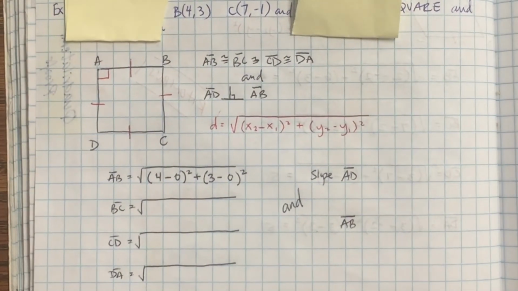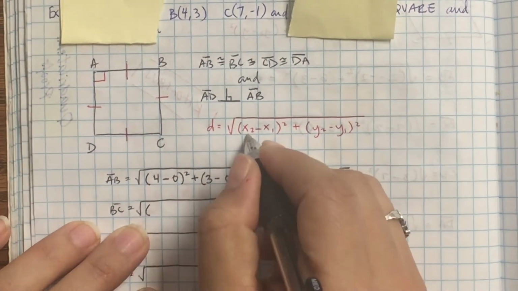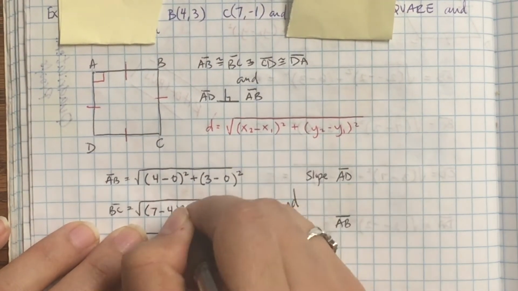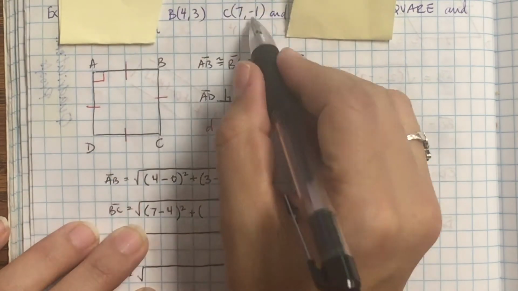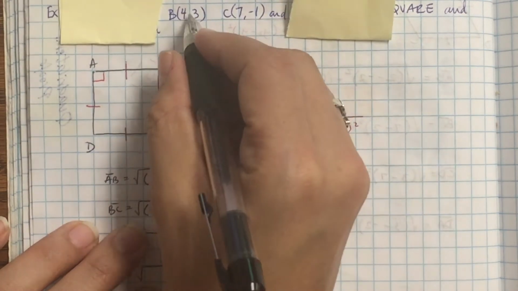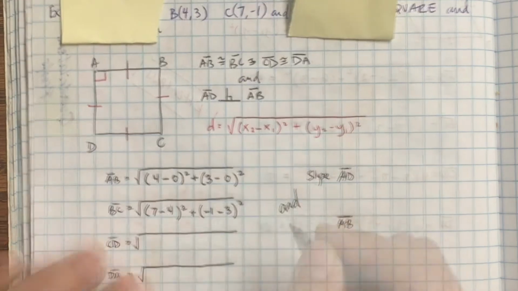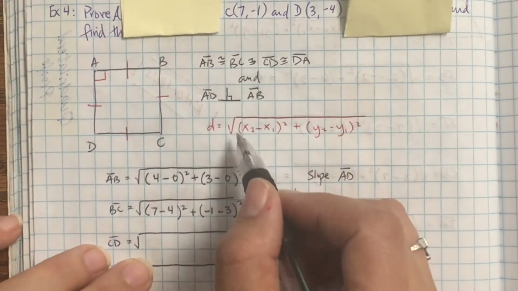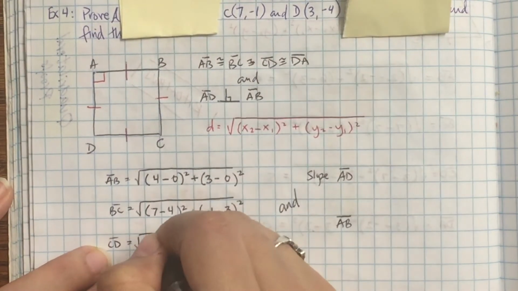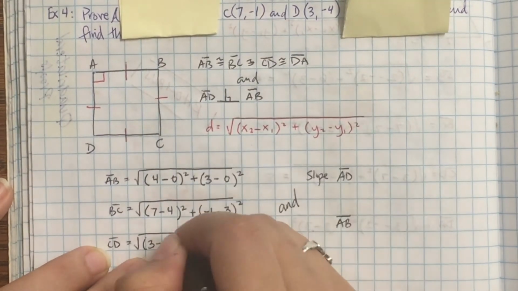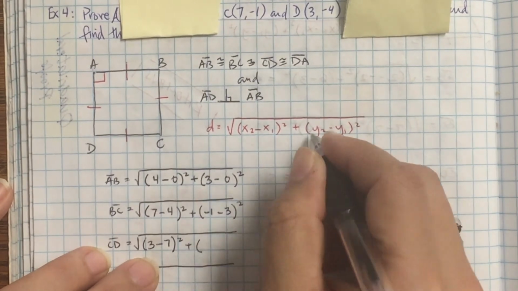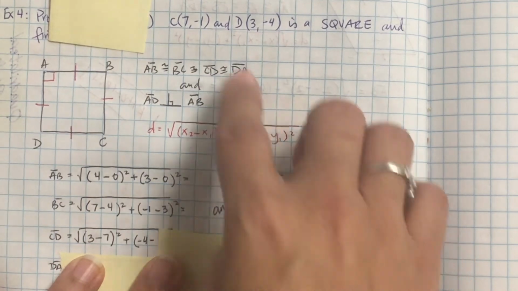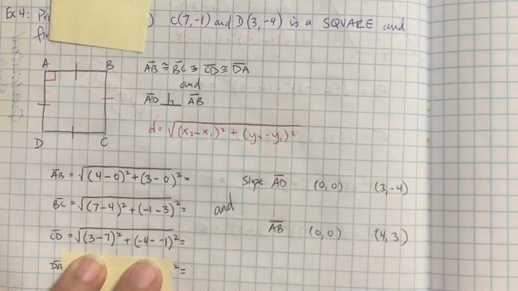All right, BC, so B and C. So B will be 1, C will be 2. Open parenthesis, x2, which is 7, minus x1, which is 4, close parenthesis, squared, plus y2, which is negative 1, minus y1, which is 3, close parenthesis, squared. Now you're going to do CD, C being 1, D being 2. So open parenthesis, x2, which is 3, minus x1, which is 7, close parenthesis, squared, plus open parenthesis, y2, which is negative 4, minus y1, which is negative 1, squared.